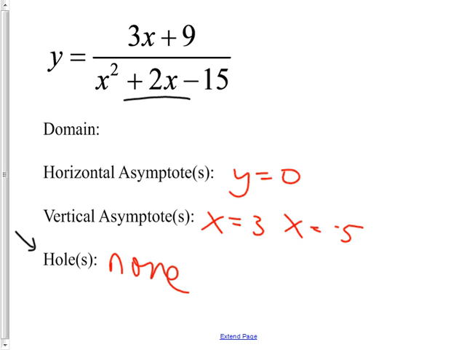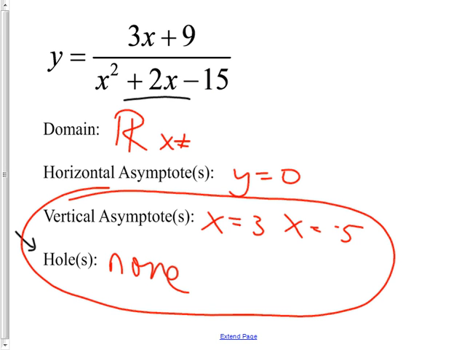Okay, the domain. The domain is everything works except, so I start with all reals, except x cannot be what? All of these things. So x cannot be 3, and x cannot be negative 5. Can it be 0? If I put a 0 in here, I'll end up with an answer of 9 over negative 15. That's not a problem. 0's okay. And again, this is a y thing. That's why we don't include it in the domain.